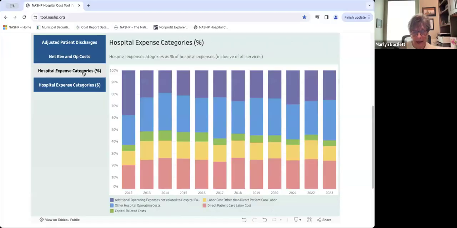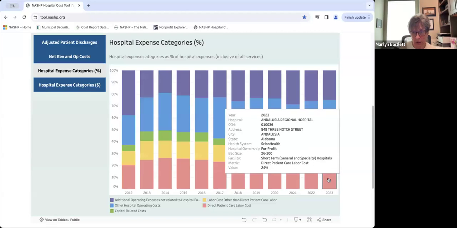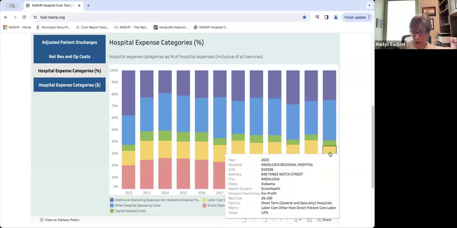We look at the particular categories, and this is interesting because you're going to see for this hospital in 2023, 24% of their costs are direct patient care labor.